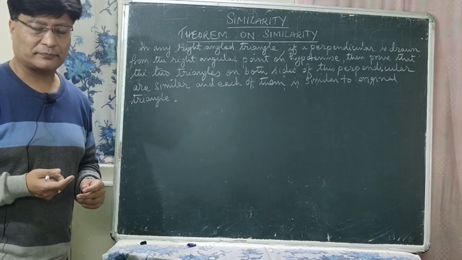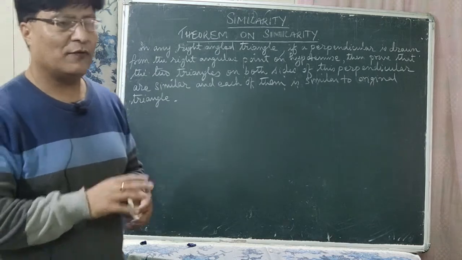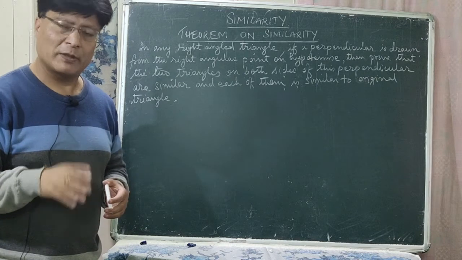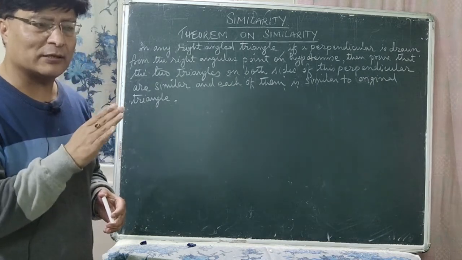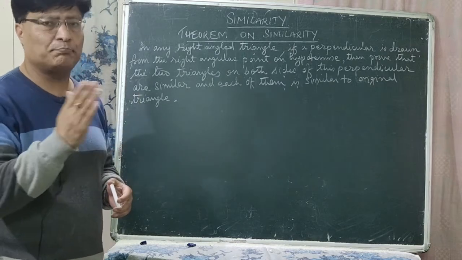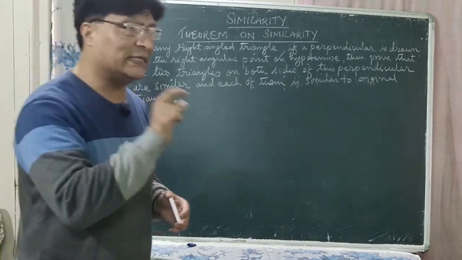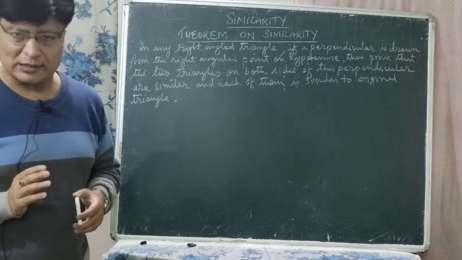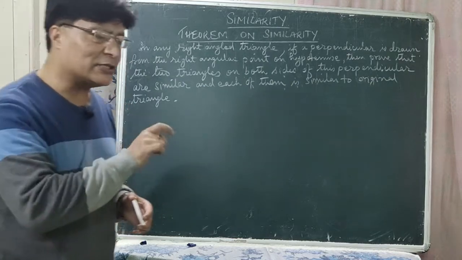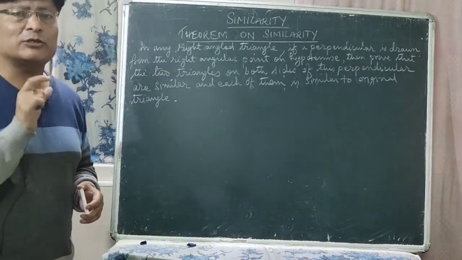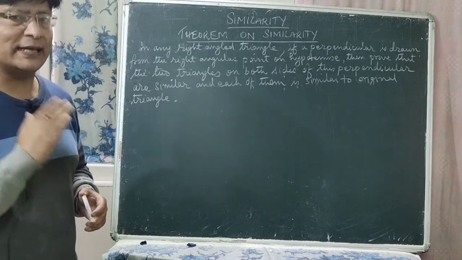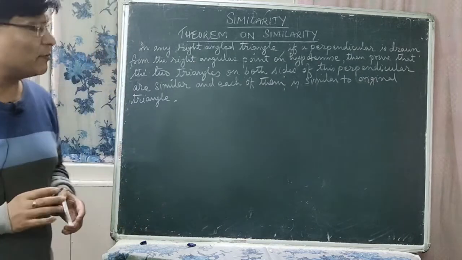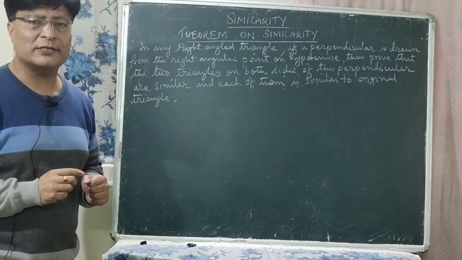the original triangle. Now in this case from the right angular point you have to draw a perpendicular upon the hypotenuse. So then you will get two triangles on each side of this perpendicular. You have to prove that these two triangles on each side of the perpendicular are similar to each other. And also you have to prove that each of these two triangles is similar to the original triangle, that is the right angled triangle. So is the question clear to all of you? So I think you have understood it. Now let us prove this theorem.